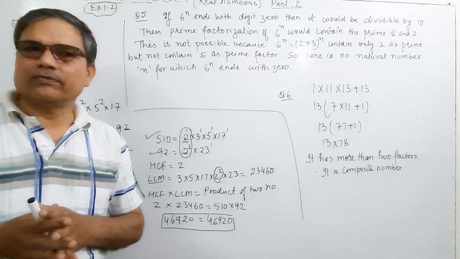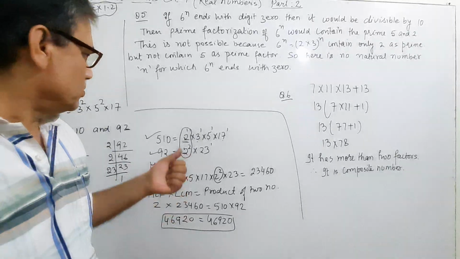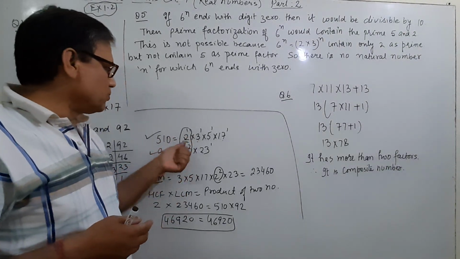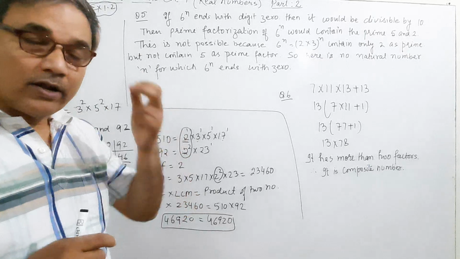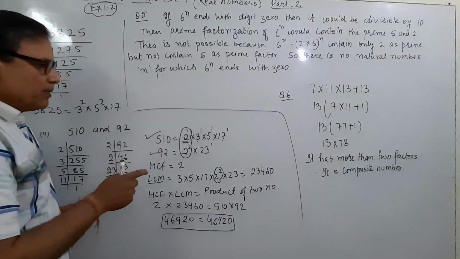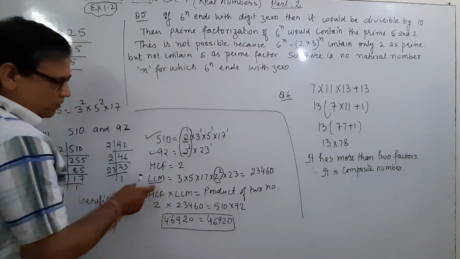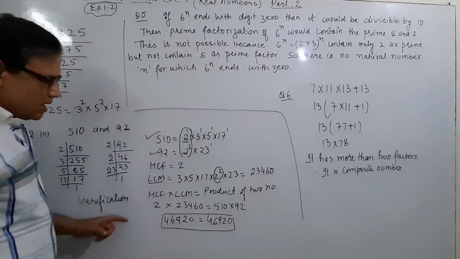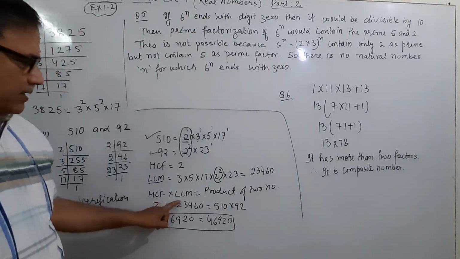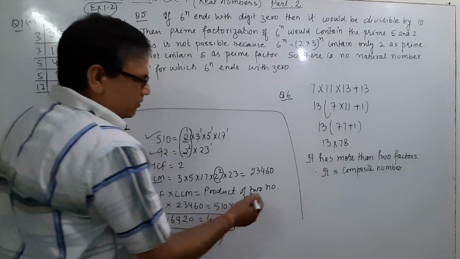For the HCF, we have to write the common factor whose power is less, and for the LCM we have to write the common factor whose power is more. Here we have 2 power 2 and 2 power 1. This is more. Therefore the LCM has 2 power 2. And verification: HCF multiplied by LCM is equal to the product of the two numbers.